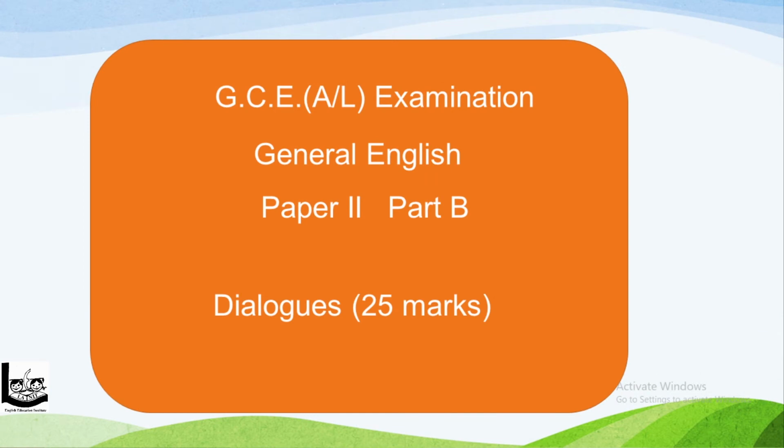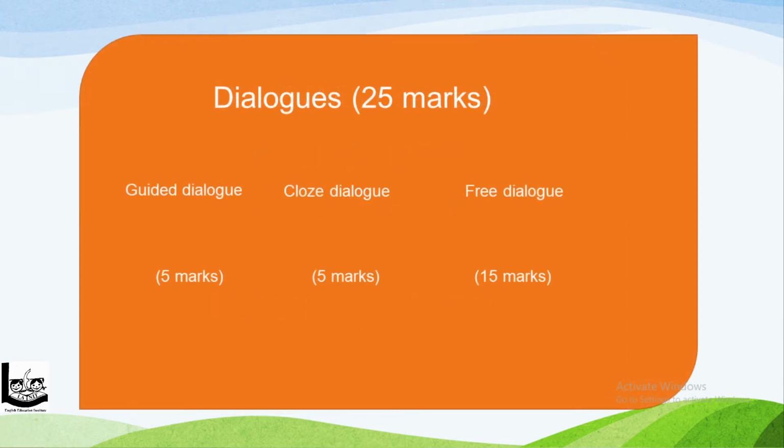G.C.E. A-level Examination, General English, Part 2, Paper 2, Part B, Dialogues. You will get 25 marks. Guided Dialogue, 5 marks. Closed Dialogue, 5 marks. And Free Dialogue, 15 marks. Altogether, 25 marks.